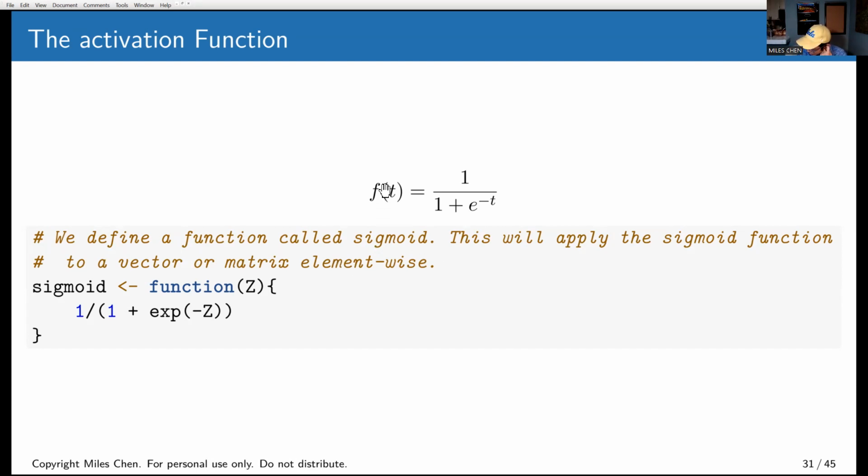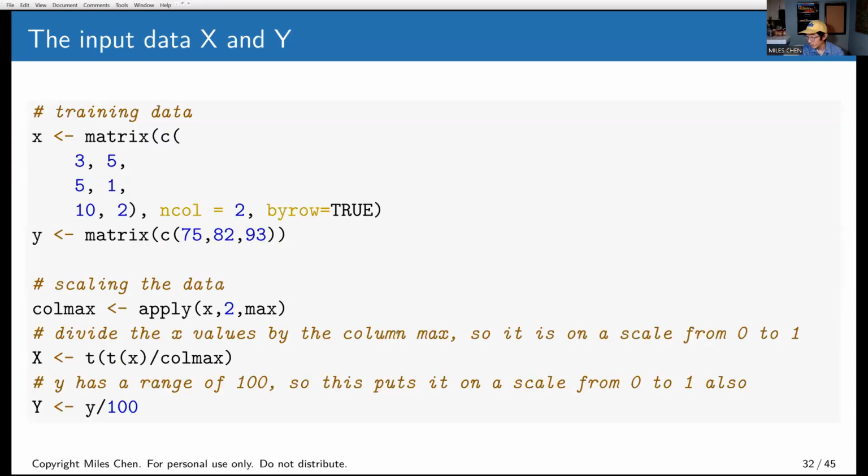The function here, I wrote function of t, and the output of this is going to be 1 divided by 1 plus e to the negative t, and that's all I have. Function z, I'm going to have 1 divided by 1 plus e to the negative z. That's our sigmoid activation function. Okay, so that's straight up.